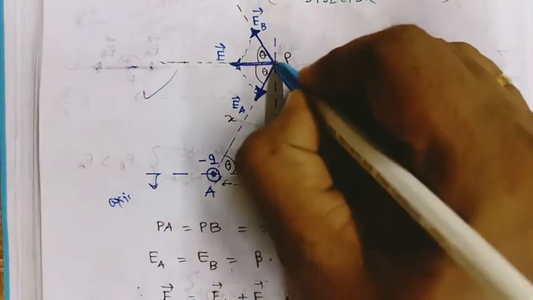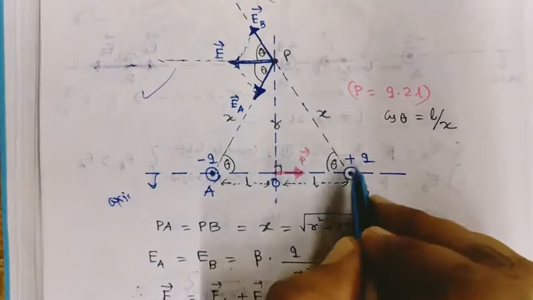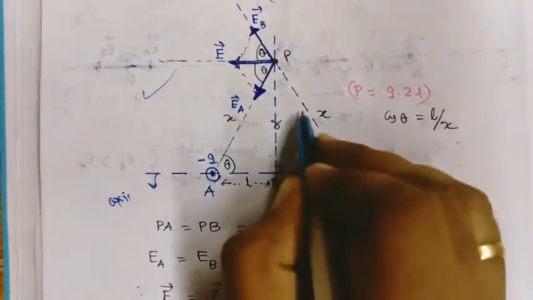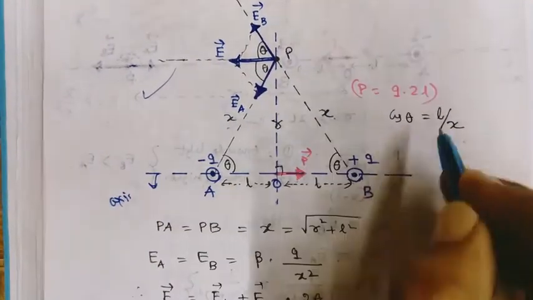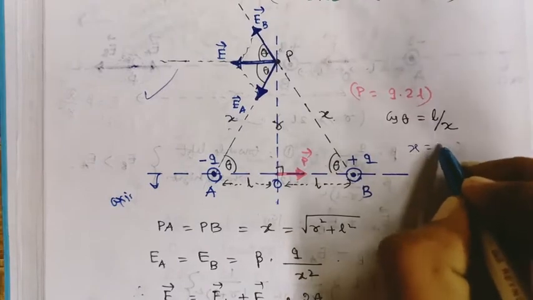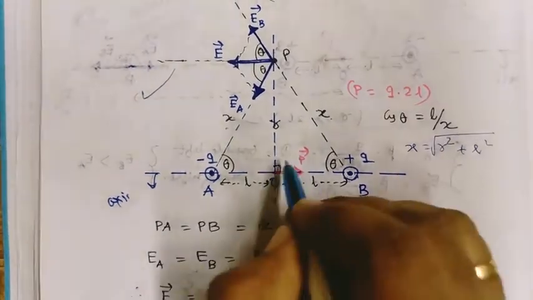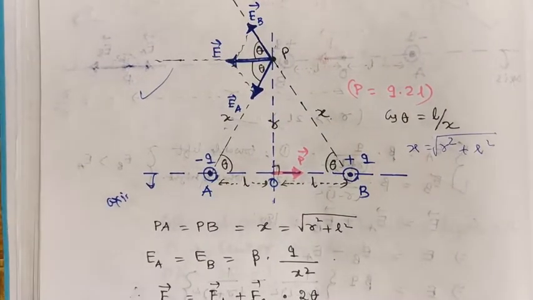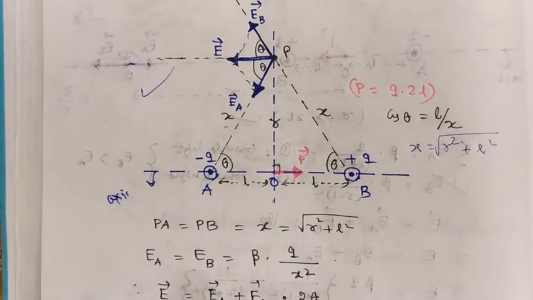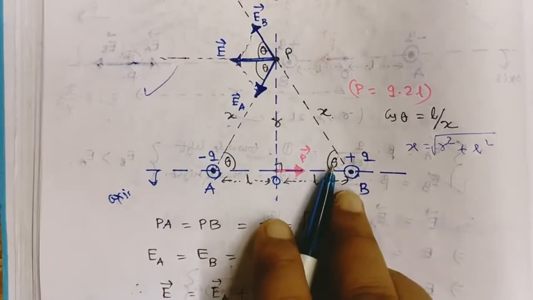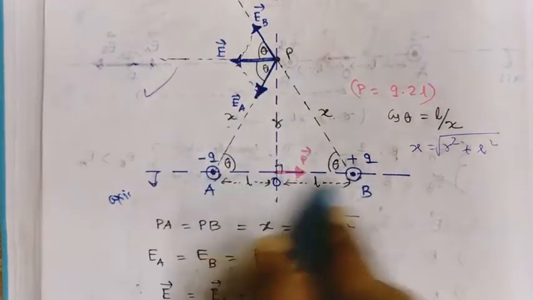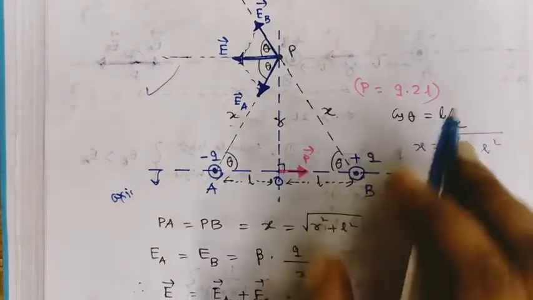We have taken any arbitrary point P here. First I have joined PA and PB. PA and PB are taken as X. And X will be how much? Square root of R square plus L square. And this is 90 degrees. Same case. Here I marked theta. I need this theta. I also need cos theta. Cos theta by trigonometry is L by X, written here.